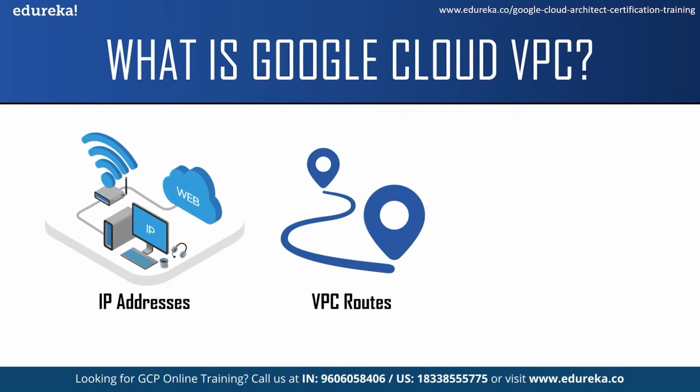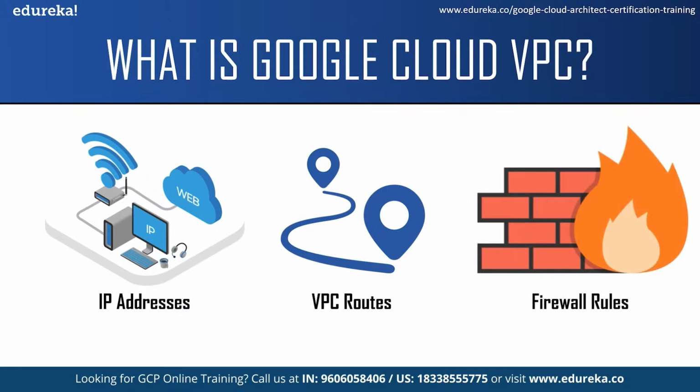But for one instance to communicate with another, you must configure appropriate firewall rules, because every network has an implied deny firewall rule for ingress traffic. Now talking about firewall rules, each VPC network implements a distributed virtual firewall that you can configure. Firewall rules allow you to control which packets can travel to which destination.